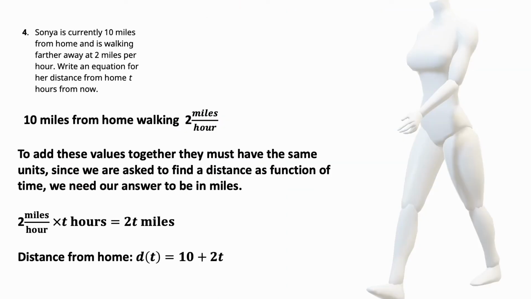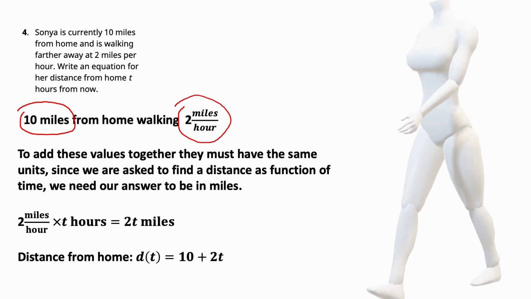Sonia is currently 10 miles from home and is walking farther away at 2 miles per hour. Write an equation for her distance from home t hours from now. Now this one even says she's walking away at 2 miles per hour, so this means that our slope would be positive. Now, the other thing you can think about when you add things together that have units is that those units have to match. So that means that 10 miles, which is how far she is away initially, we want to add to it some amount, walking 2 miles per hour.